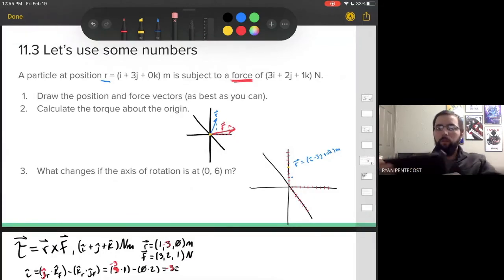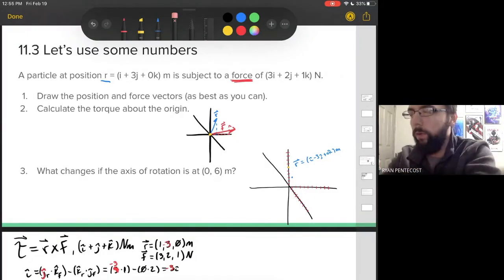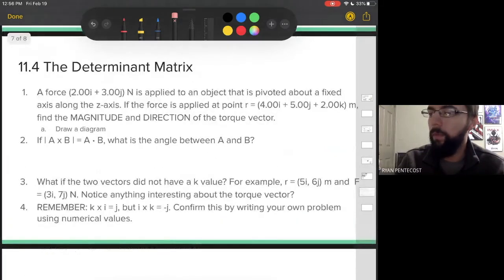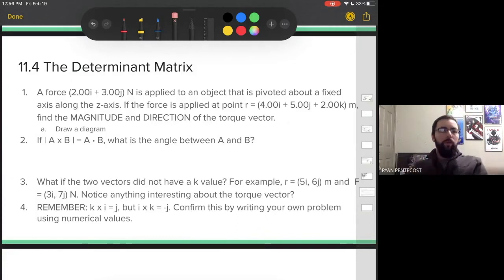Now the right-hand rule is going to be the best way to figure out if that torque is going to be positive or negative. And we'll actually do the matrix in this next problem. It makes the math a little bit easier to follow. So the determinant matrix, okay, we've got a force of 2i plus 3j newtons applied to an object that is pivoted about a fixed axis along the z-axis.